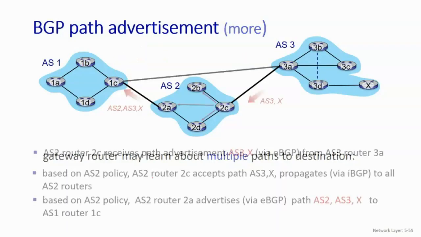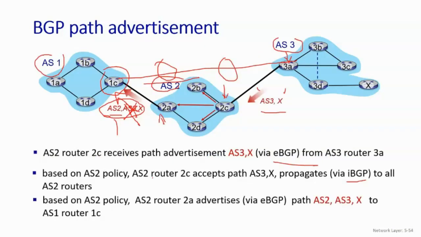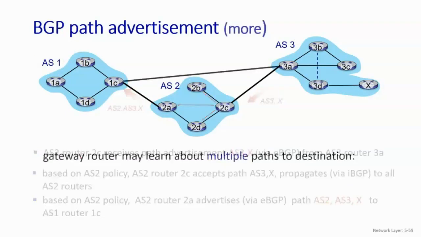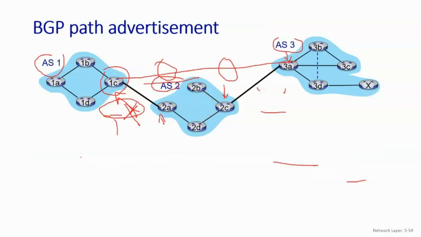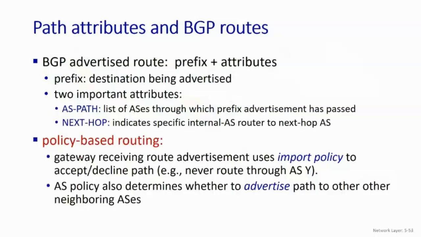So let's say one more thing. I said eBGP messages are to be exchanged between 3A and 2C, and iBGP messages are to be exchanged between the in-between routers. What is in that message? What information is available with that message? It will have information like path attributes and BGP route information.